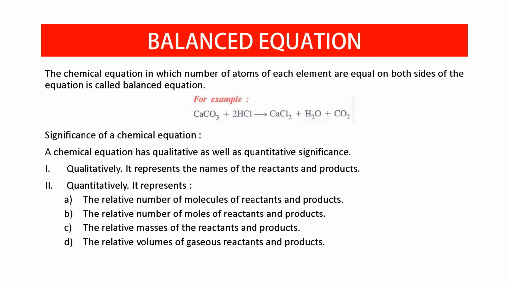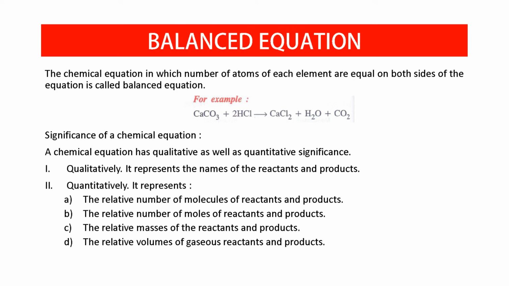So you can see in this example, if you count, the number of atoms on the reactant side is equal to the number of atoms on the product side. You can calculate the number of atoms and find that on both sides the number of atoms is equal. So this is an example of a balanced equation.